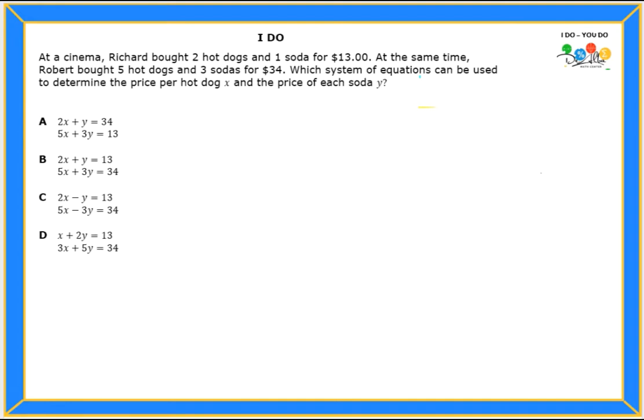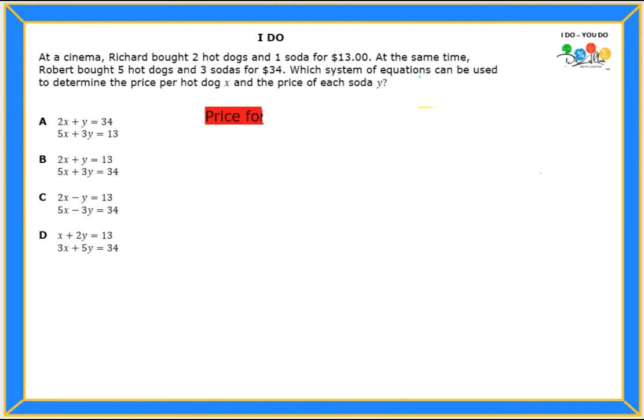What are they talking about here? Well, they're talking about these two people who went to the cinema, right? And they bought hot dogs and sodas. So the first thing we need to find out is what the X and the Y represent. If you read the last part of the question, it says the price per hot dog X. So now I know that X will represent the price per hot dog. And the Y is actually the price for each soda.